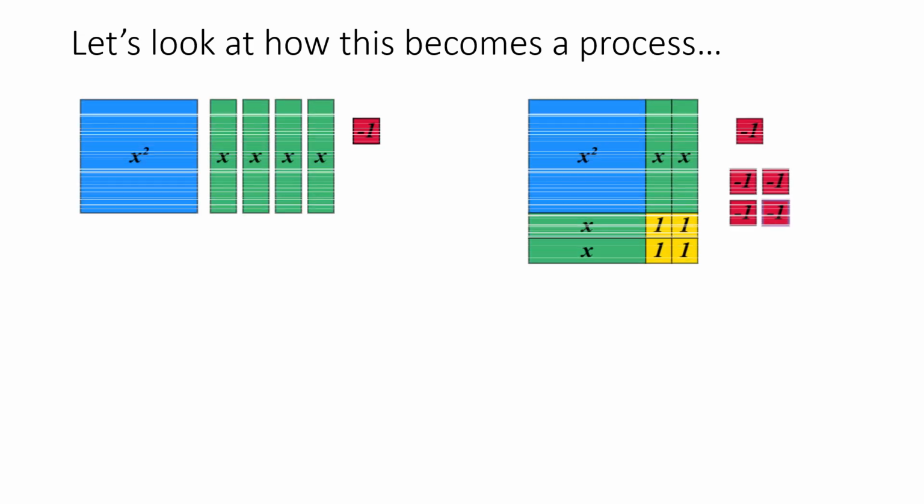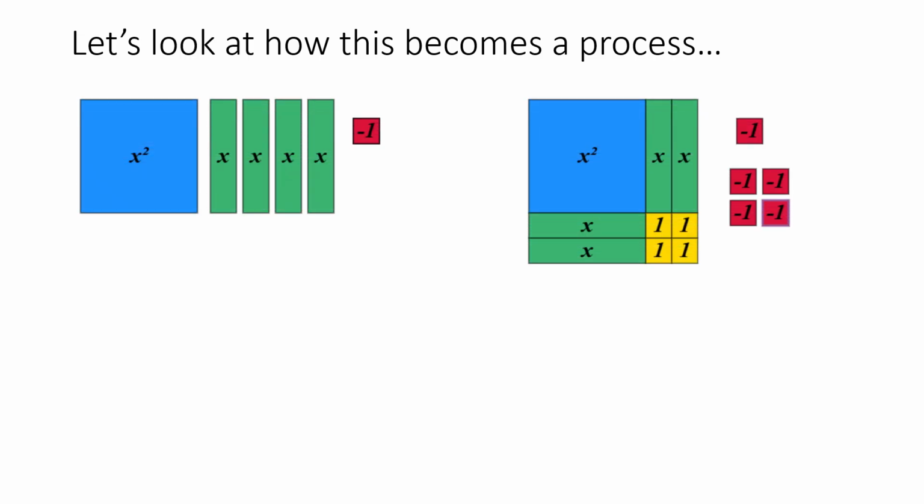So we're gonna look at that first example from the video and try to establish a process here. Now, what we have here, and I mentioned in the other video, I'm gonna screenshot this and give you a summary. The arrangement of the tiles on the left here is our standard form. So it's x squared plus 4x minus 1. The arrangement of the tiles on the right is the completed square.